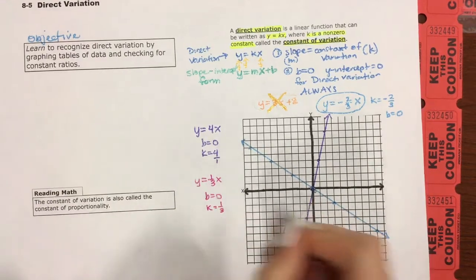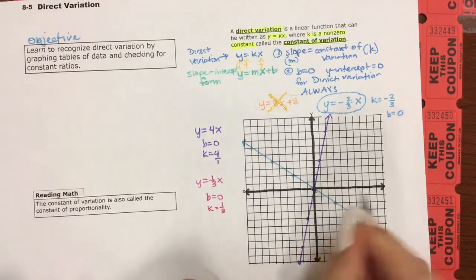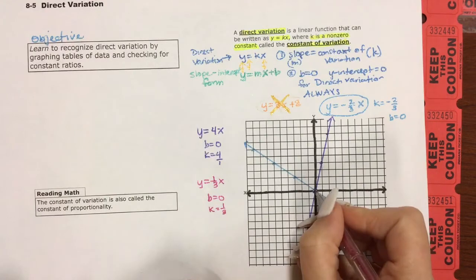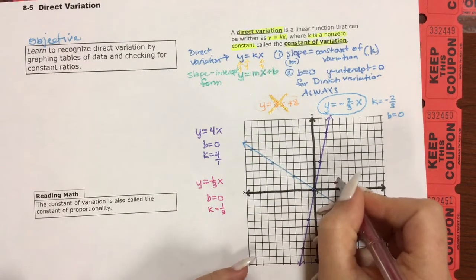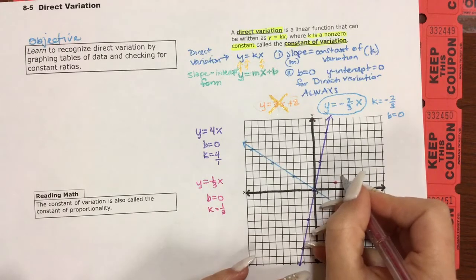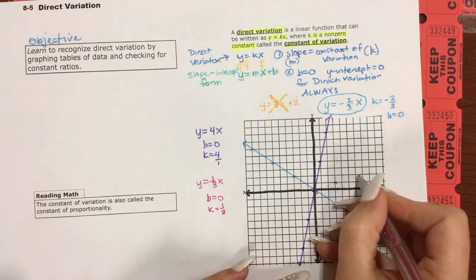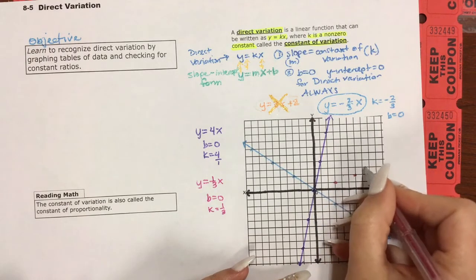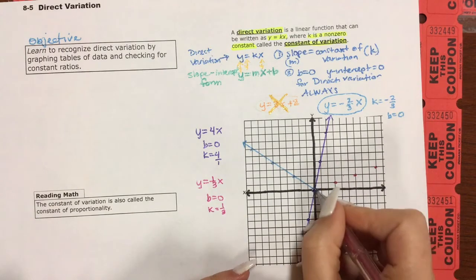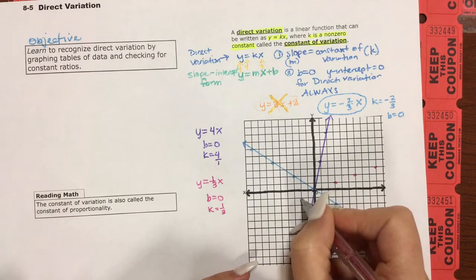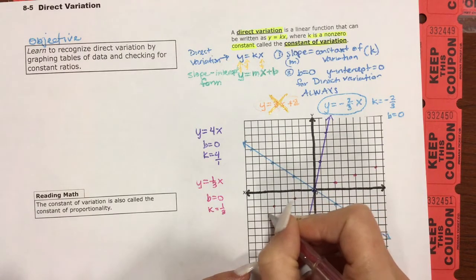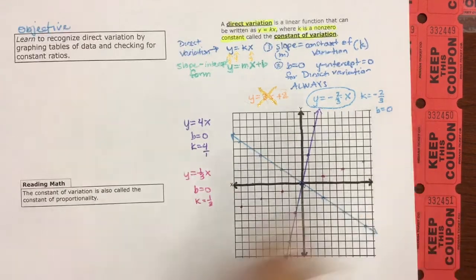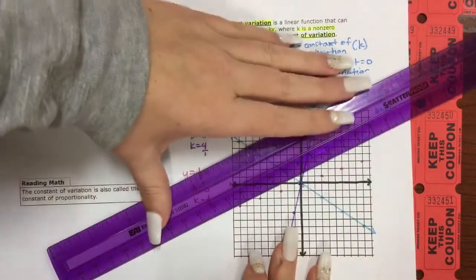So we're just going to graph it. The y-intercept is 0, and then the slope, or the constant k, is up 1 over 3. Then from this point, I can go the opposite, down 1 over 3 this way. There we go, and we can graph that one.